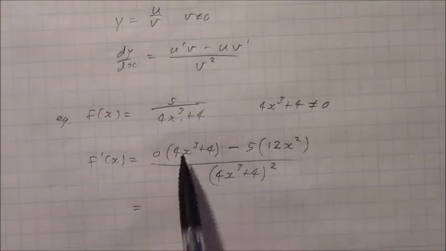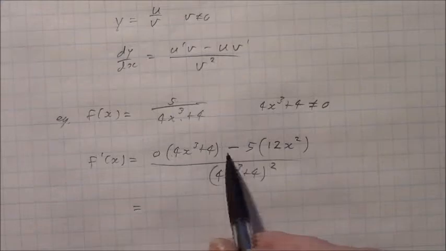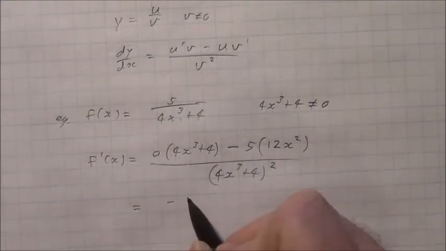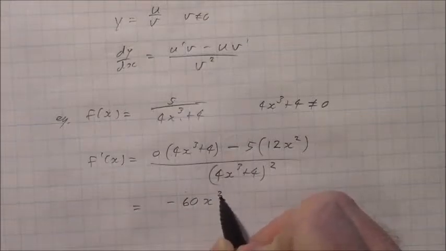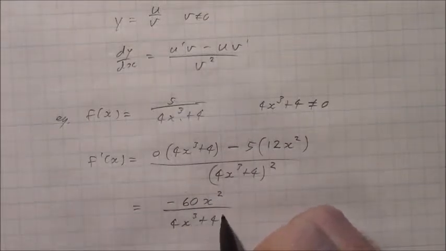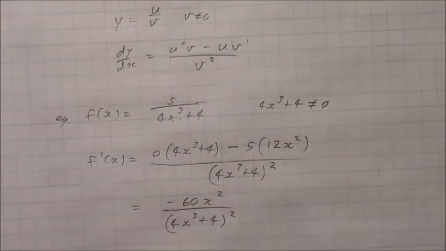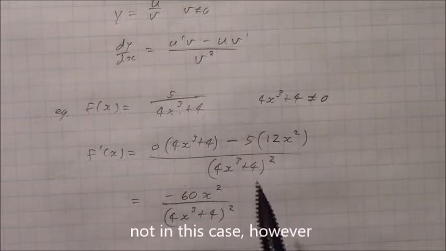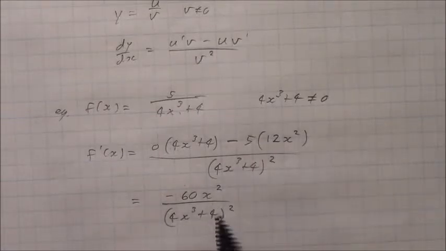And then we just simplify briefly here. Of course, 0 times this is just 0, so we're left with negative, and I guess I can just multiply those two together, so negative 60x squared all over 4x cubed plus 4 all squared. Okay, so I'll just stop there. You could do some factoring or something along the way maybe. Right now I'll just leave it.